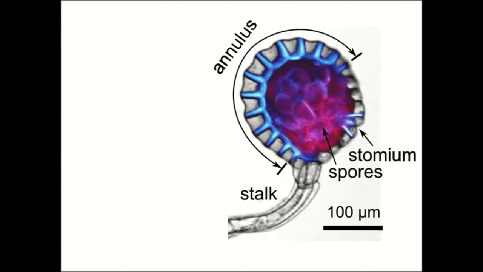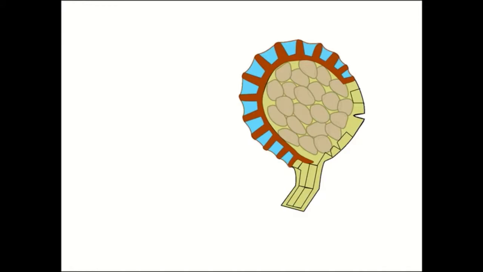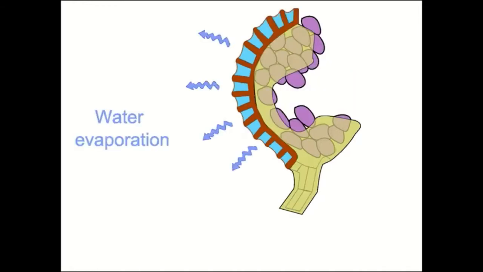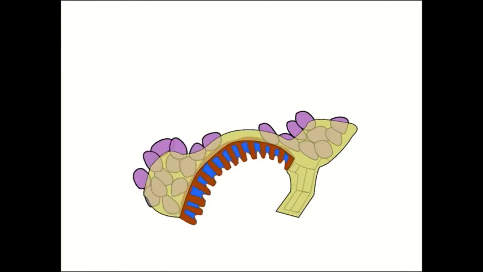The cells of the annulus have thickened inner and radial walls, forming a reinforced U-shaped structure, while the lateral walls are rather thin. When the cell loses water to the environment, its volume must decrease. This is accomplished by bringing the radial walls closer to each other and by collapsing the lateral walls inward.